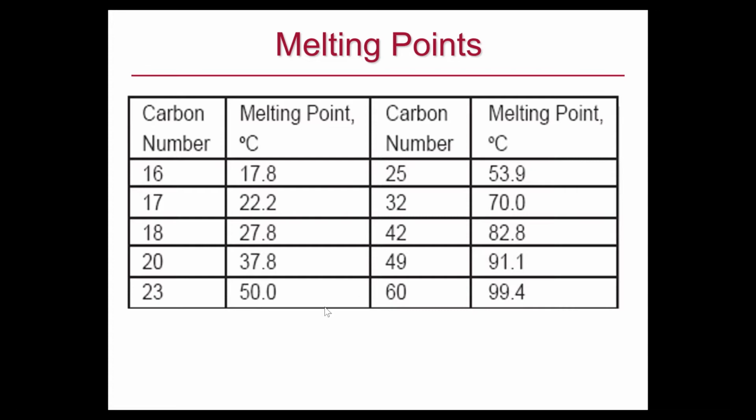And you can see here, C16 has a melting point of 17.8, C17 22.2. So you see that any component above C15, C17 and 18 can become solidified at ambient condition, because ambient temperature may be 20 degrees. So you see that C17 can become solidified.